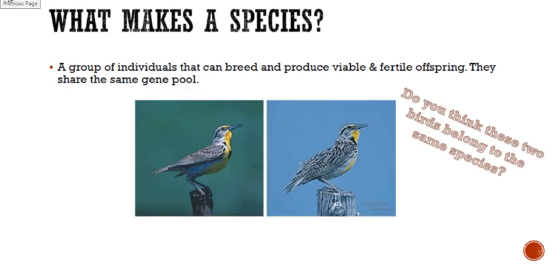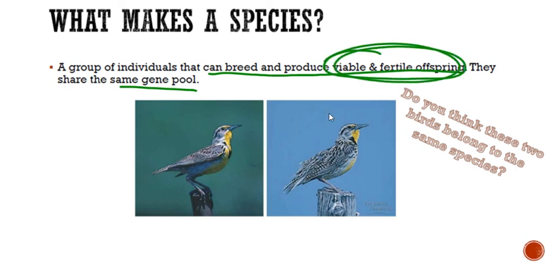So what is a species? Well, it is a group that can breed and produce fertile or viable offspring. They share the same gene pool. This is a big one right here. They must be able to produce fertile offspring. So same gene pool. If they produce infertile offspring, they are not the same species. Or if they can't reproduce at all with another organism, they are too genetically different.